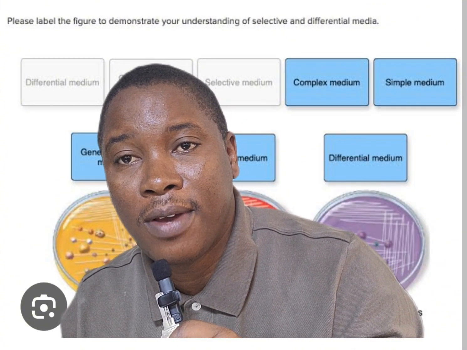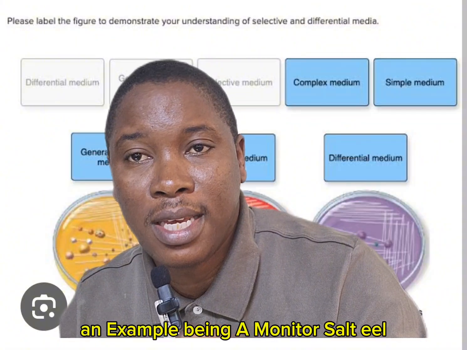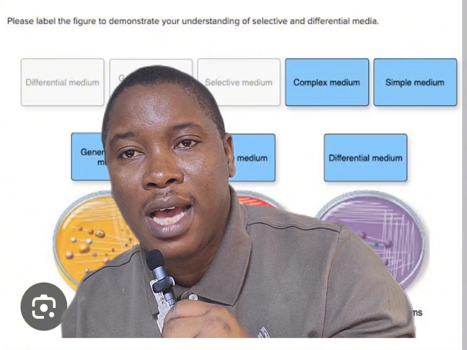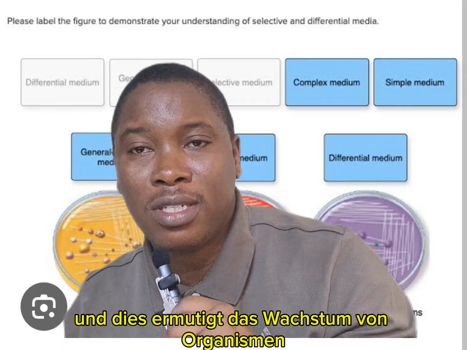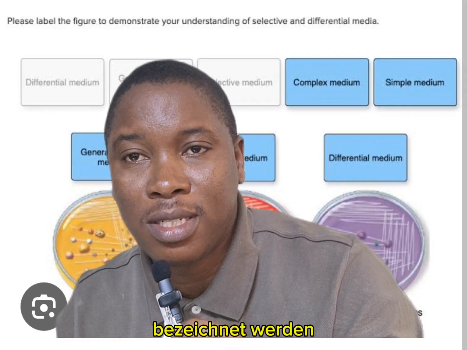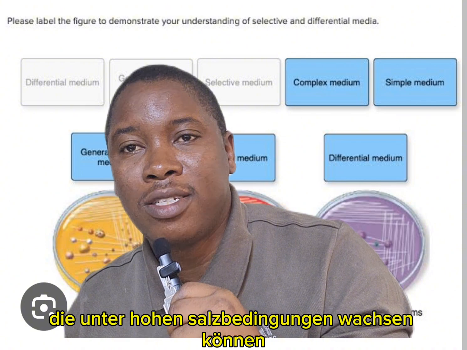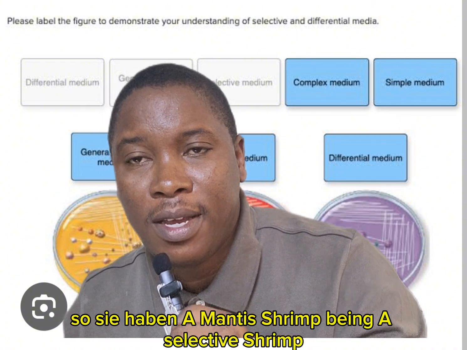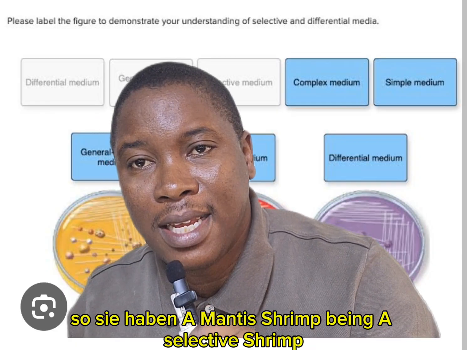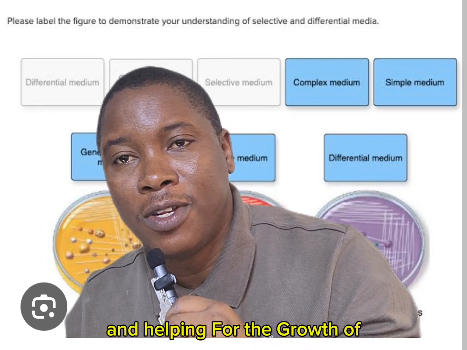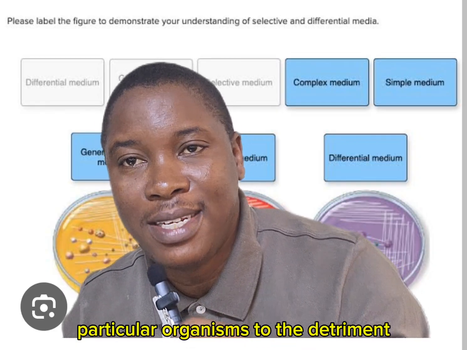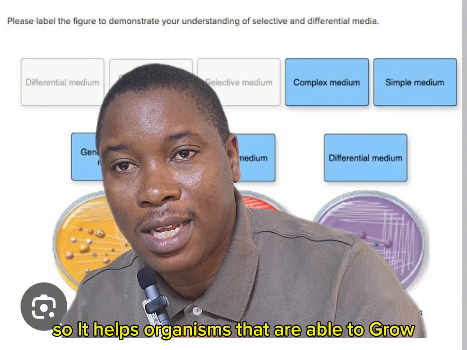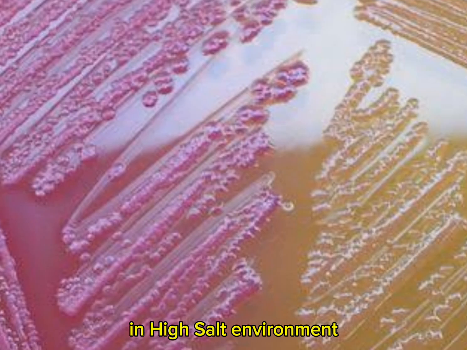Some other media, an example being our mannitol salt agar, have the presence of a high concentration of salts. This encourages the growth of organisms we refer to as halophiles, which are organisms that can grow under high salt conditions. An example being Staphylococcus. So, you have mannitol salt agar being a selective agar and helping for the growth of particular organisms to the detriment of other types of organisms. It helps organisms that are able to grow in a high salt environment.